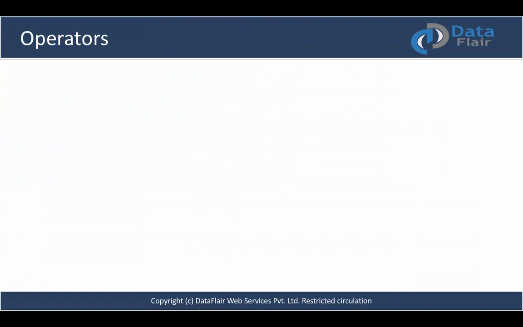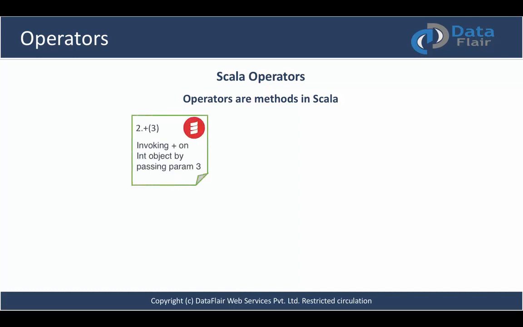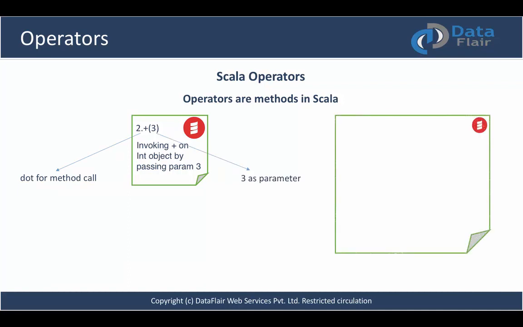Operators. See, operators in Scala are different from Java. In Scala, operators are methods. How? You remember we looked at this example 2 plus 3, and I told you that plus is a method invoked by calling it on 2 and passing a parameter 3. In the same way, every operator in Scala is a method. Dot is for a method call, I told you. 3 we are passing as a parameter.